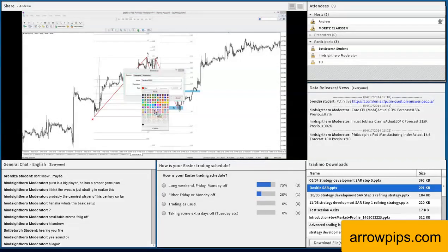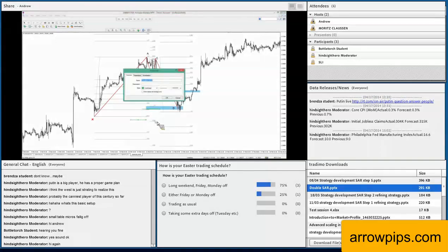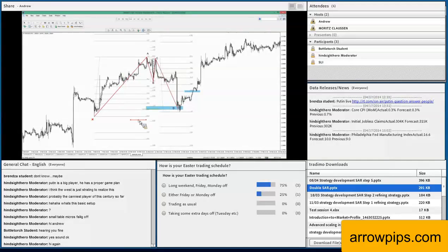Remember, when you buy, you want to add the spread. Stop loss below point X, like such. And then the take profit, obviously there are a few ways of going about it.